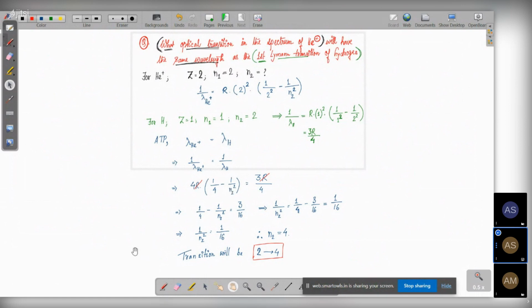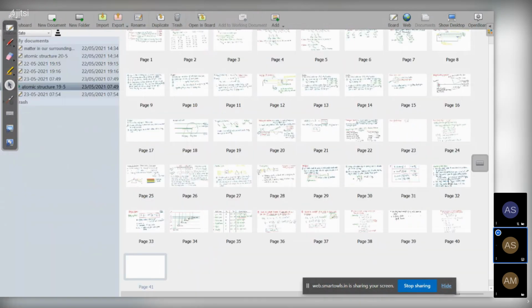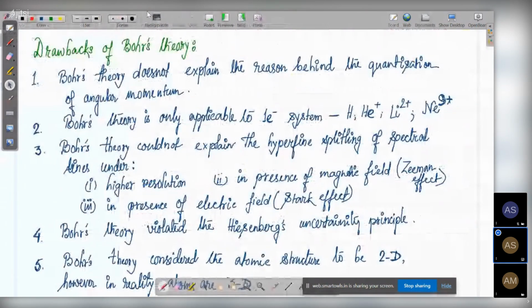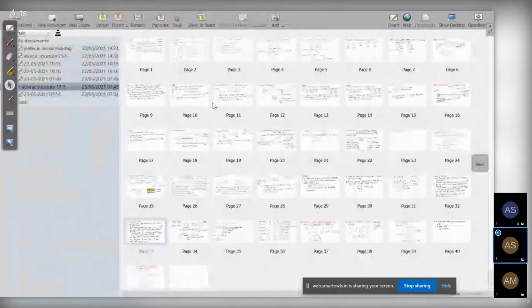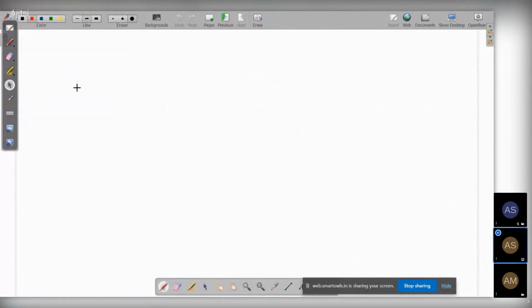So now let's move on to the drawbacks of Bohr's theory. Did we do it before? Oh no, we did it only. Drawbacks of Bohr's theory was done. Since you have done the drawbacks of Bohr's theory, now we are going to see the de Broglie equation.